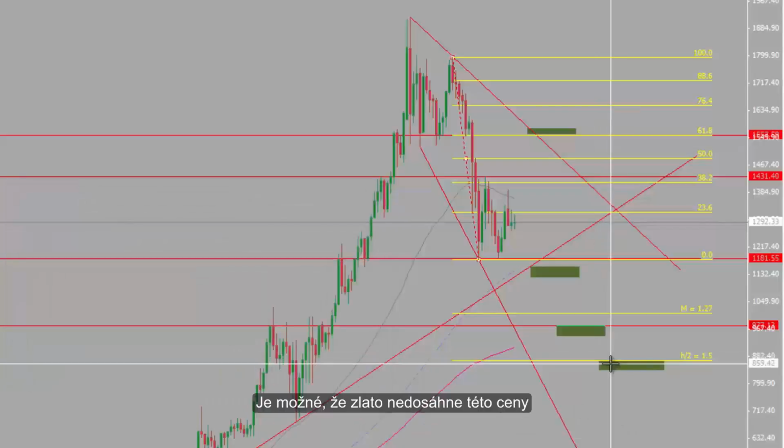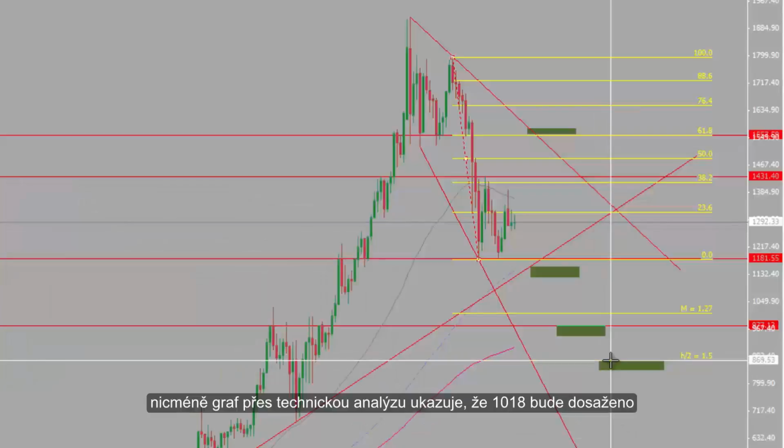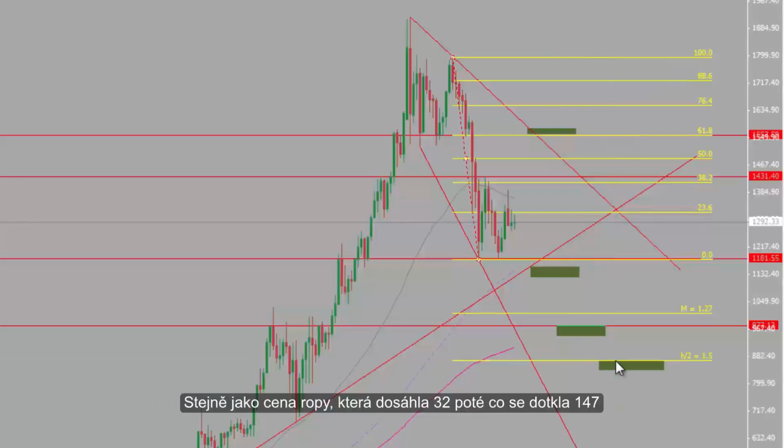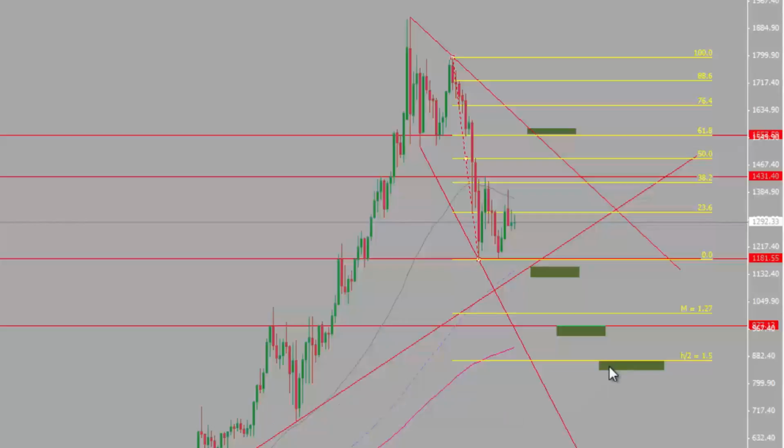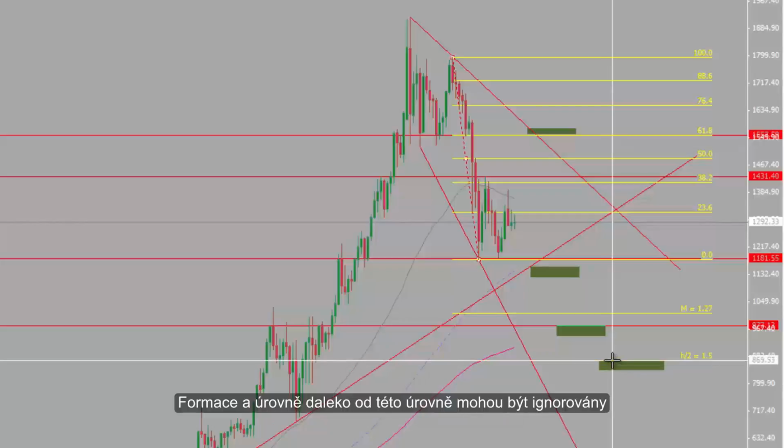Maybe gold cannot reach this price, yet a chart shows us that 1018 can be met through technical analysis. Like oil price that hit 32 after it had touched 147. Gold price can reduce to this value too. The patterns and levels far from this level can be ignored.